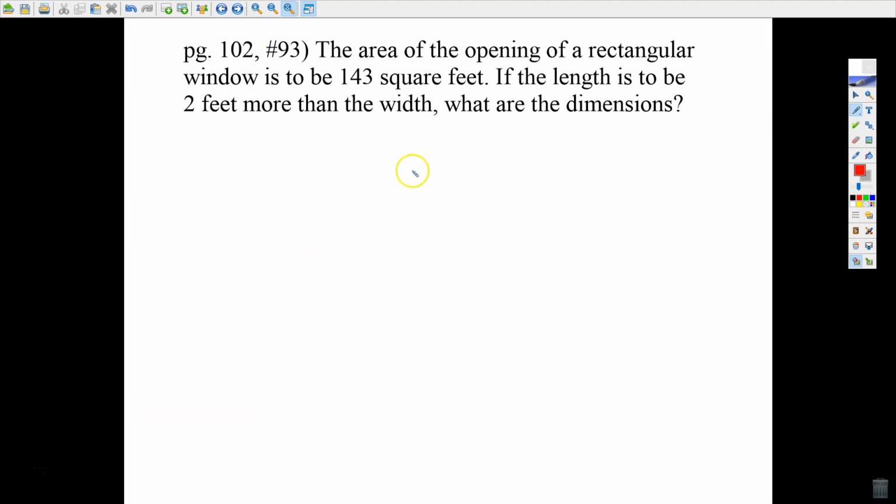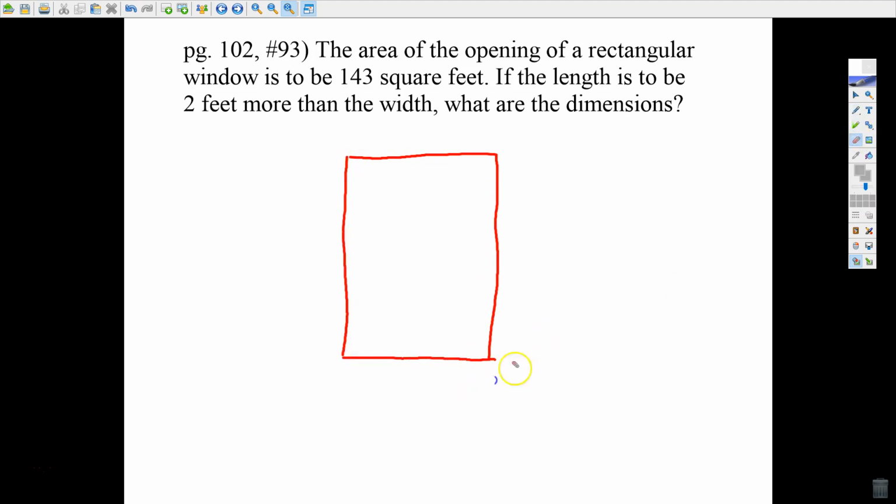Let's do number 93. The area of an opening of a rectangular window is 143 square feet. So I'm going to draw a rectangle representing our window. Clean it up a little bit. Okay, and we're told that the length this way is to be 2 feet more than the width. So if I let W represent the width, then if the length is 2 feet more, it should be W plus 2.